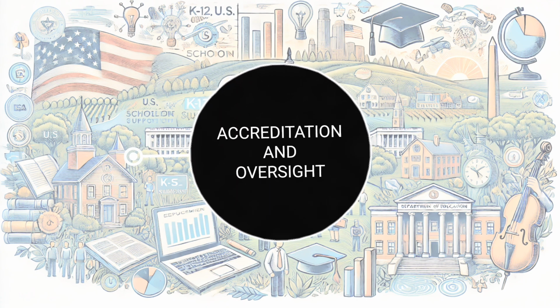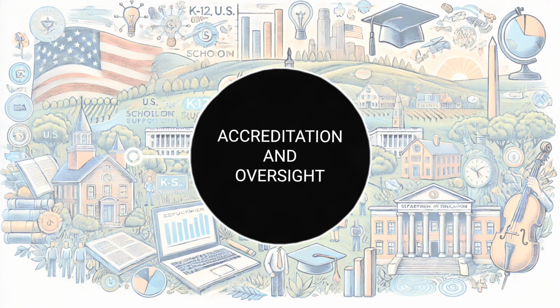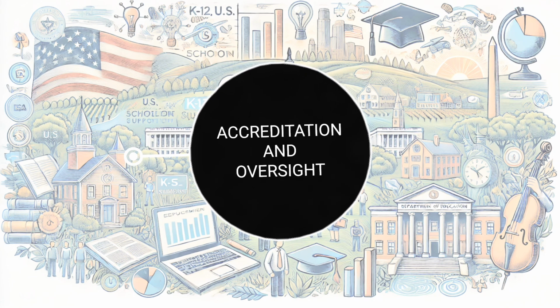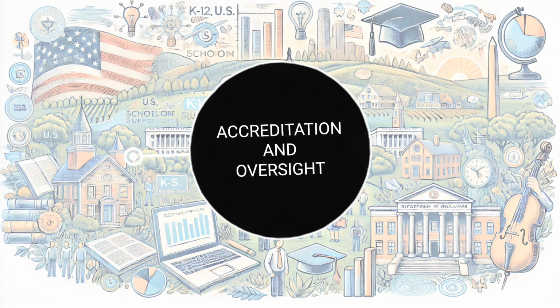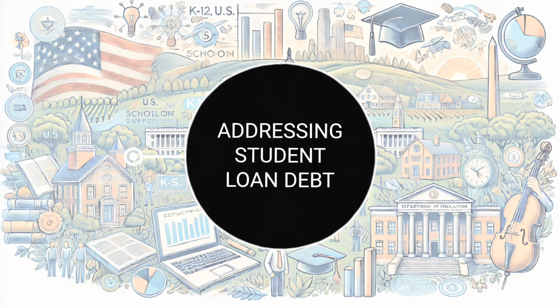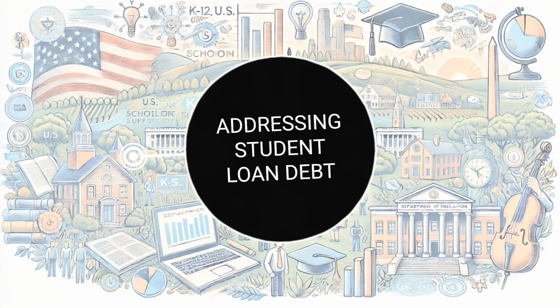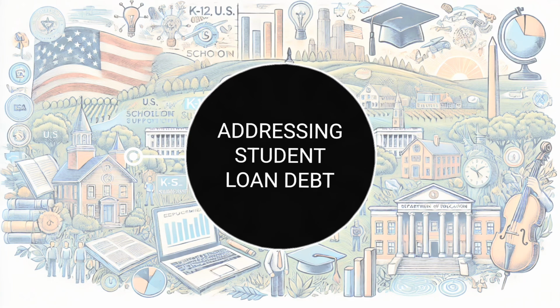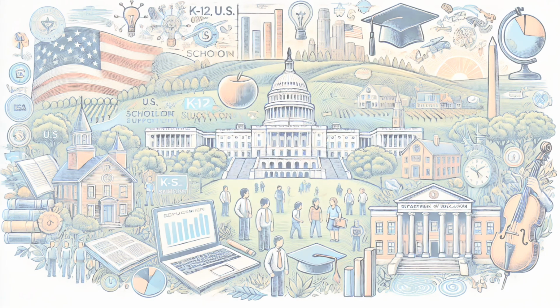Accreditation and oversight. It also plays a role in overseeing the accreditation process for colleges and universities. While the actual accreditation is done by private organizations, the department recognizes these accrediting agencies, which in turn determines a school's eligibility for federal student aid. Addressing student loan debt. With student loan debt in the U.S. exceeding $1.7 trillion, the department has been actively involved in efforts to provide relief. This includes income-driven repayment plans, loan forgiveness programs, and most recently, proposals for widespread loan forgiveness.